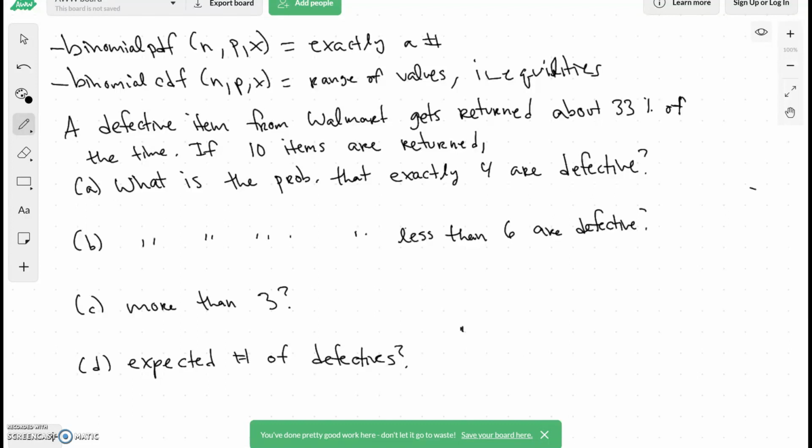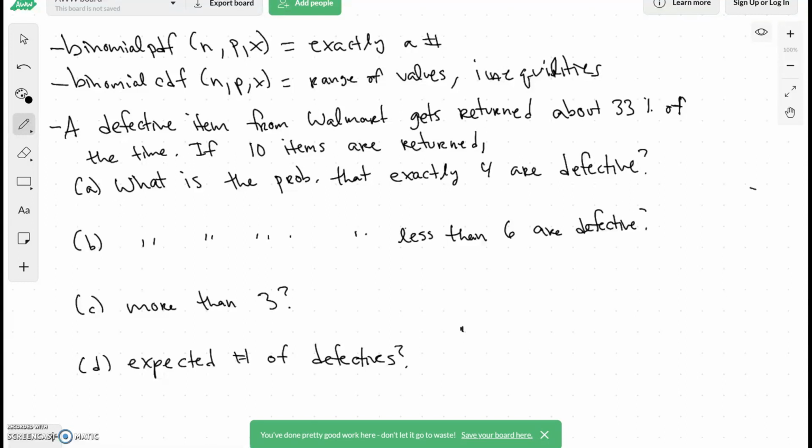Okay, so what I made here, I went ahead and made up a problem about Walmart. So you can go ahead and pause the video, and then you can write it down if you want, or whatever you'd like to do. Or if you want to try it to see if you really understand the binomial PDF and CDF, you can do that. But I'm going to start doing it right now.